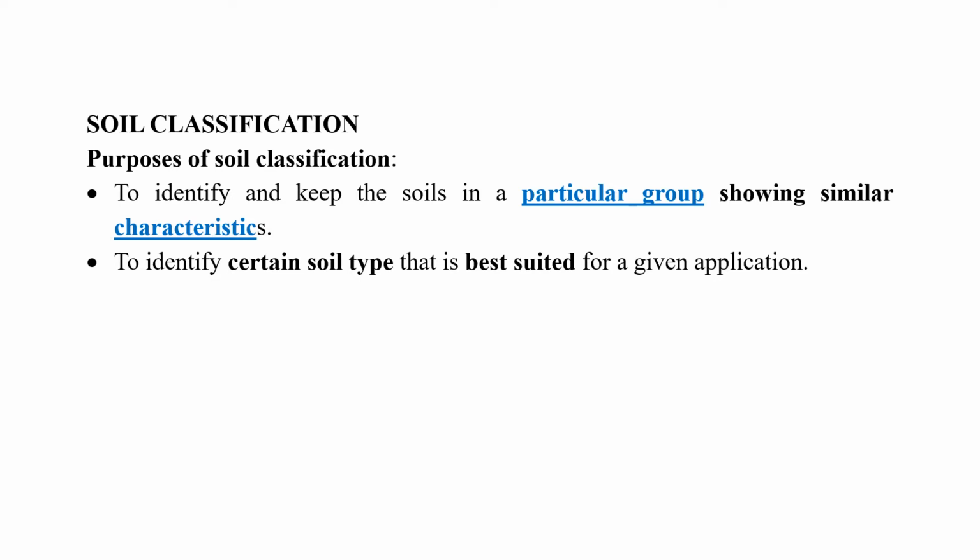Suppose we want to use the soil for a particular purpose, for example, for a filter. As you know, a filter can be used in a wastewater treatment plant or water treatment plant. So which type of soil will be suitable for that application, right? This also comes under the purpose of soil classification.